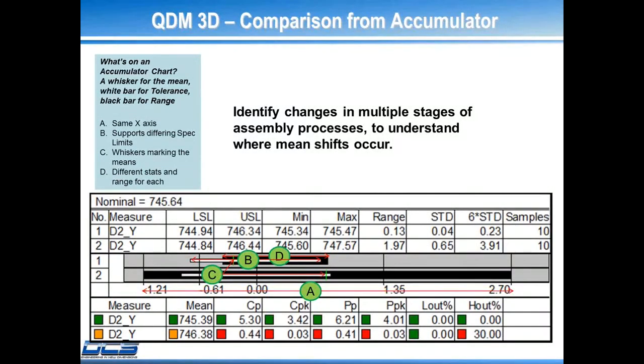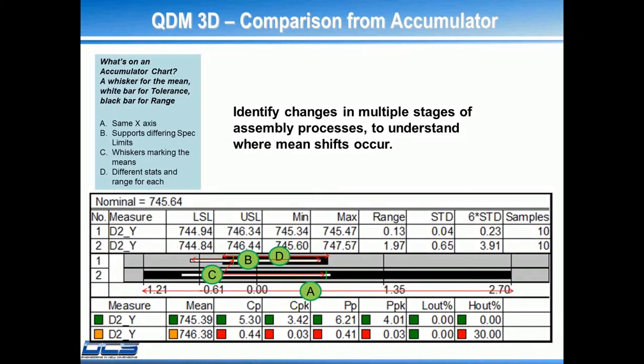I just want to bring up a few quick questions that came up. One is, you can see on this chart that the lower and upper spec limits are slightly different. Is there a reason for that? I purposely used a different spec limit to show that this chart actually supports different spec limits, whereas on the comparator you only have one visible spec limit range.